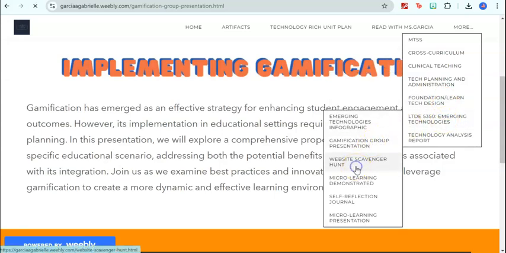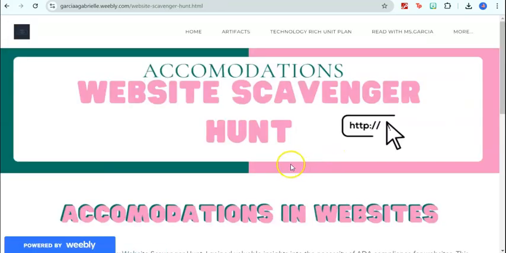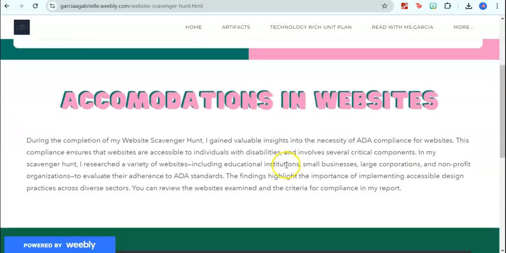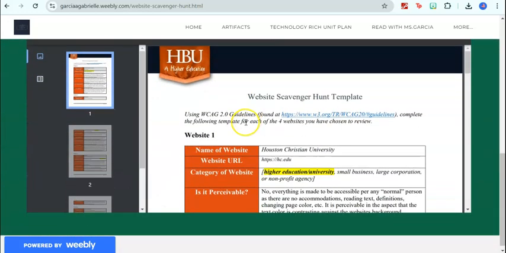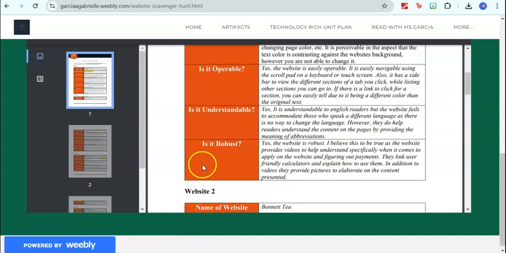Then the next one is the website scavenger hunt. Then we talk about what we learned, the accommodations. I didn't know that websites have to be compliant with ADA, so I just explained the different websites we had to look up, and that I learned about ADA websites, which I think is really important too as an instructional design person that I will be going into. So I think it was great knowing that websites do have more rules to follow than I expected. And then if you scroll down, it's just attached on the bottom as a PDF.